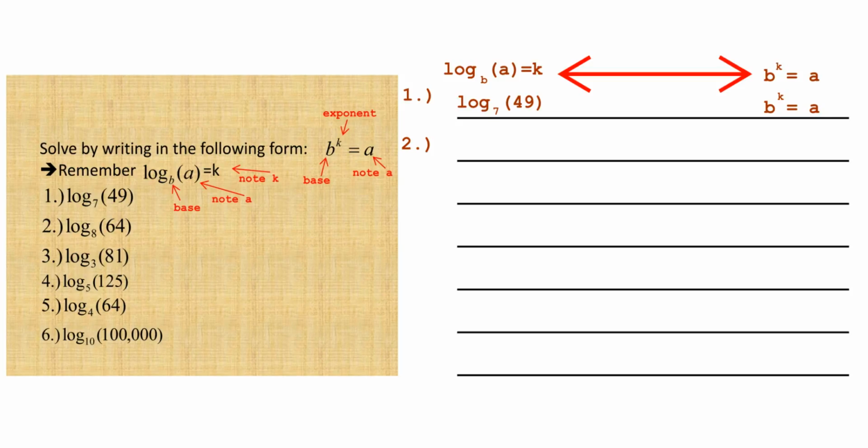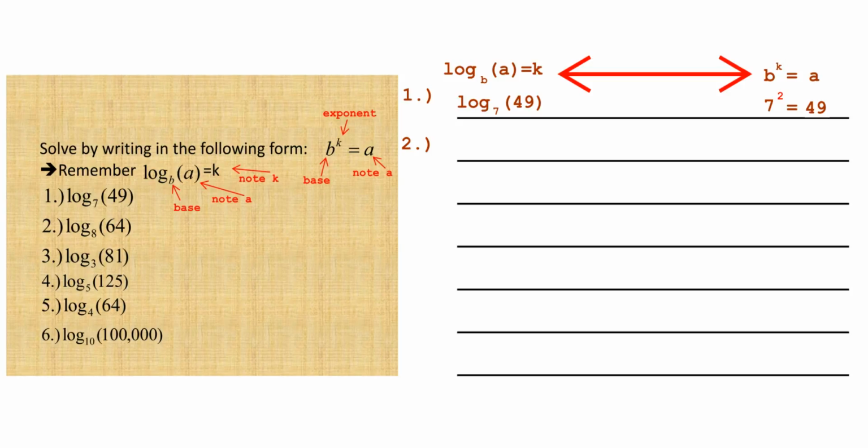We have the 49, which is what's in parentheses, agreed? That is our a value in the log format. In the exponential form, it's the a value on the other side of the equal sign, 49. And how about the b value? The b value is the 7, our base. So there it is: 7 to the k equals 49. And now the question is, how many times do I multiply 7 to get 49? 7 times 7, there it is, 49. You're multiplying it twice.